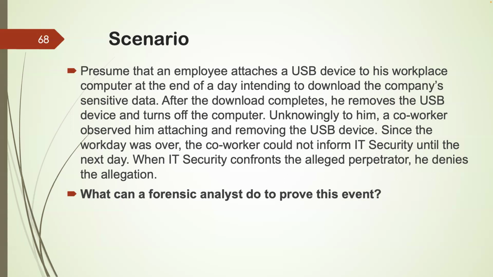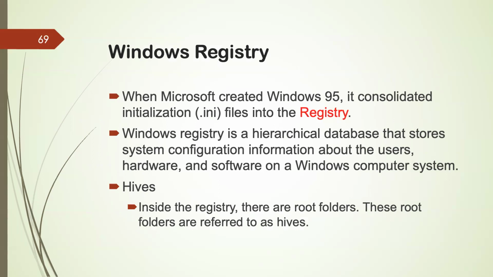None of the artifacts that we have discussed so far, like the file system, the extensions, hidden alternate data streams or journaling, will provide you that information. The only way that you can get this information is from the Windows registry. So what is the Windows Registry?